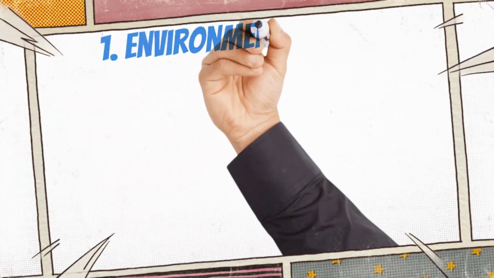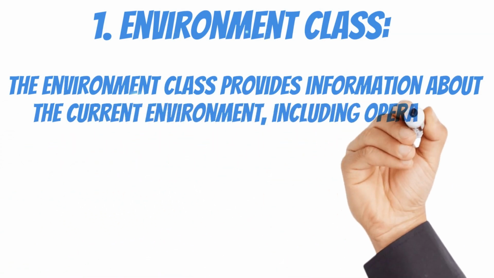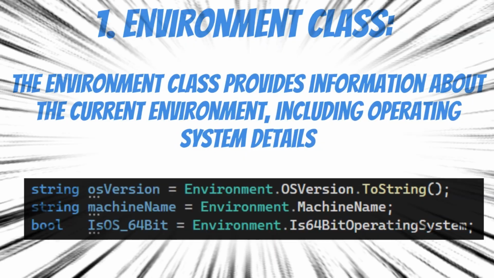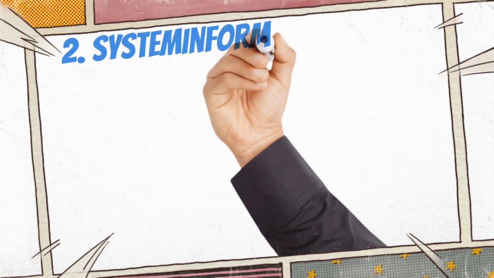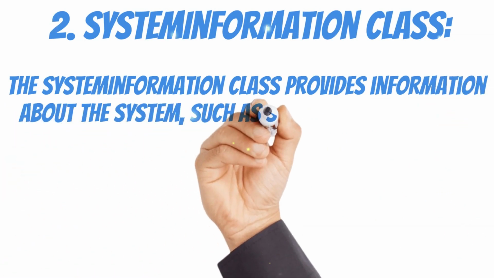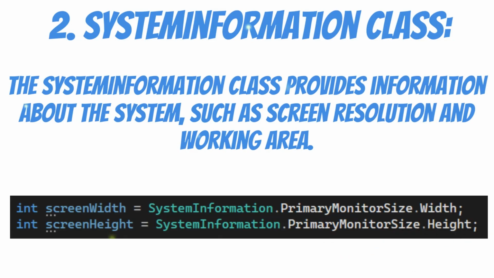1. Environment class. The Environment class provides information about the current environment, including operating system details. 2. SystemInformation class. The SystemInformation class provides information about the system, such as screen resolution and working area.